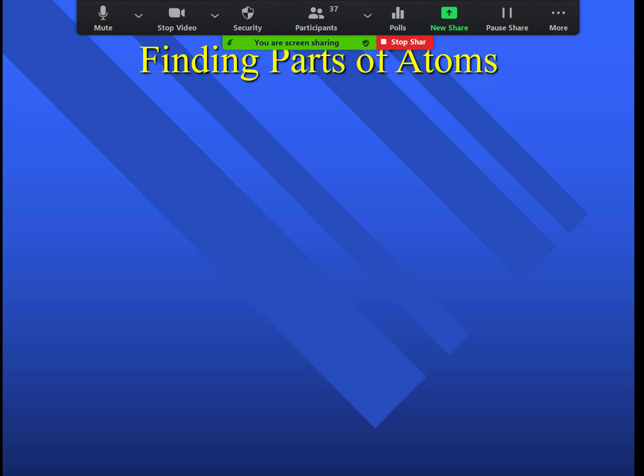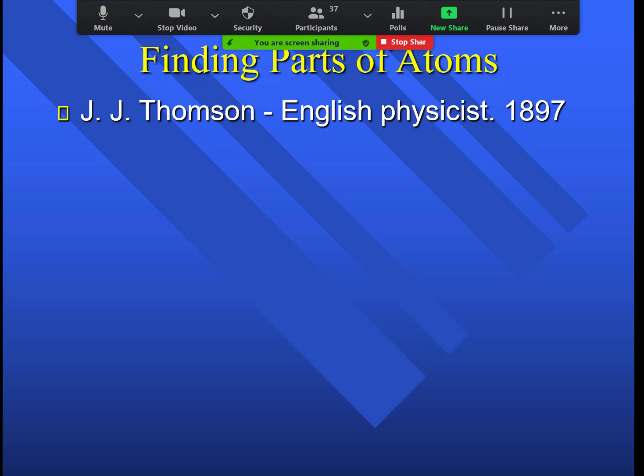So, parts of atoms. Dalton was wrong. He said that the smallest thing was an atom, and there are things smaller than an atom. So the next person on our list is J.J. Thomson. I think J.J. is John Joseph. He's an English physicist, and that's actually pretty important. He's a physicist. He's not a chemist.